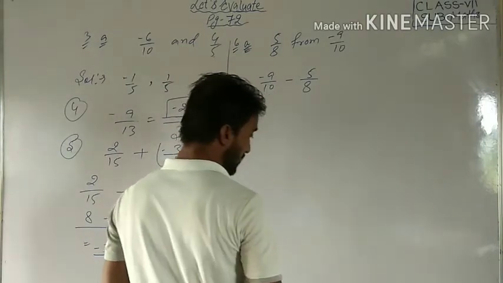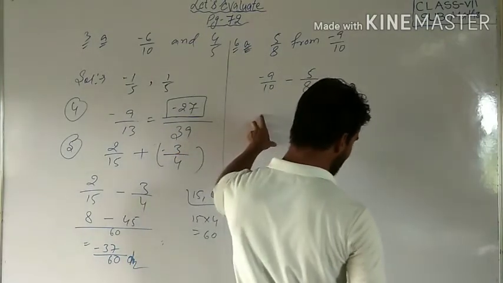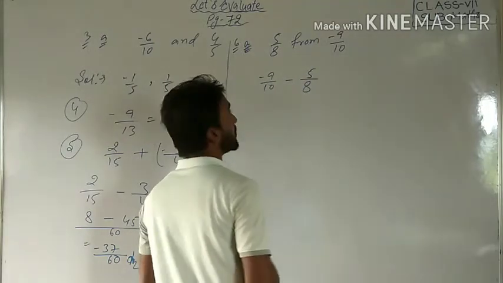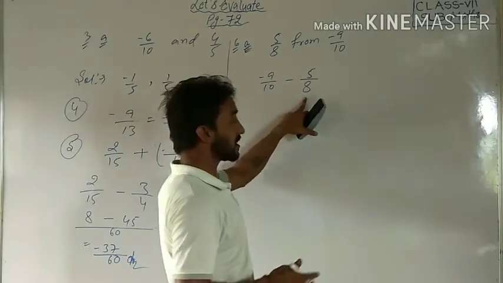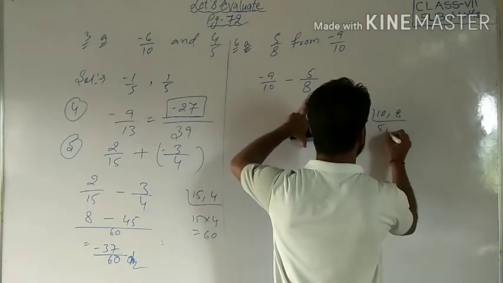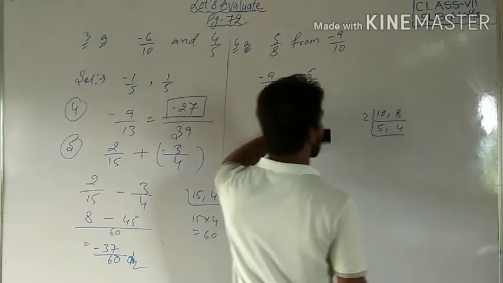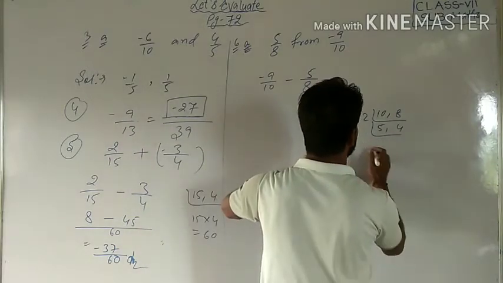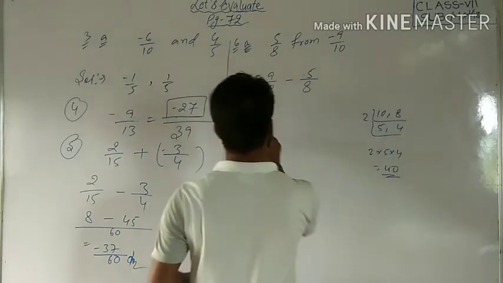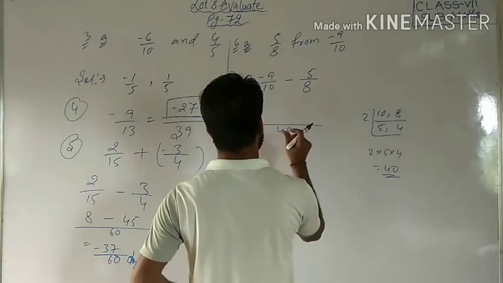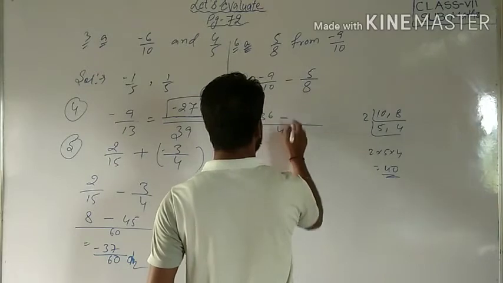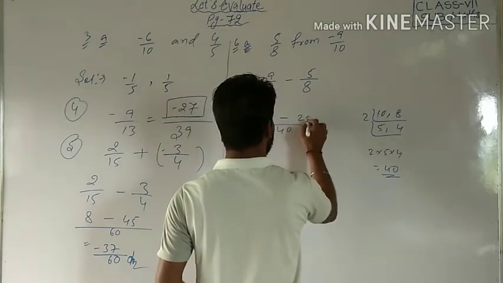So see, minus 9 by 10 minus 5 by 8. What will we do? Same thing again. We will find the LCM of 10 and 8. What will be the LCM? 2 into 5 into 4, the result is 40. 10 times 4 is 40, 9 times 4 is 36, minus 36, minus 8 times 5 is 40, 5 times 5 is 25.